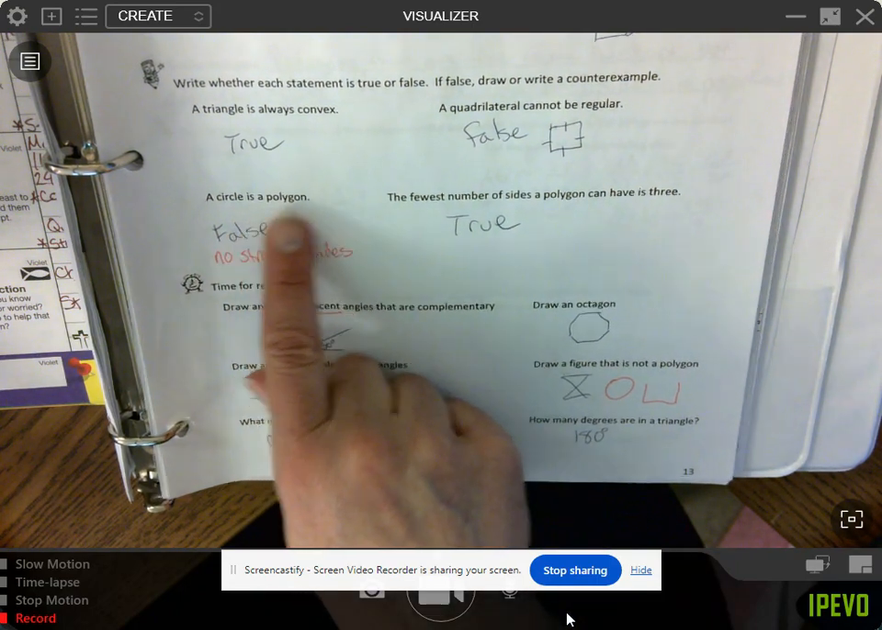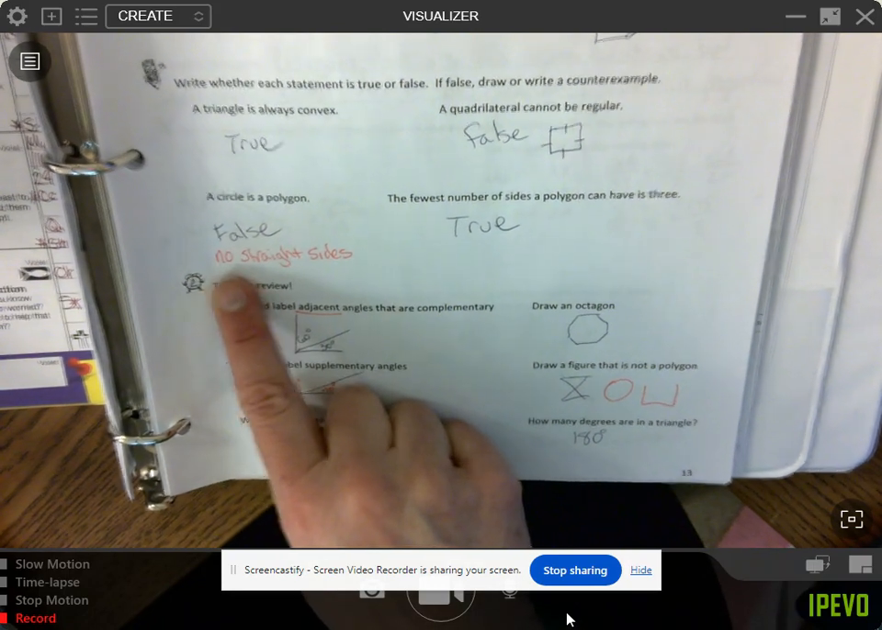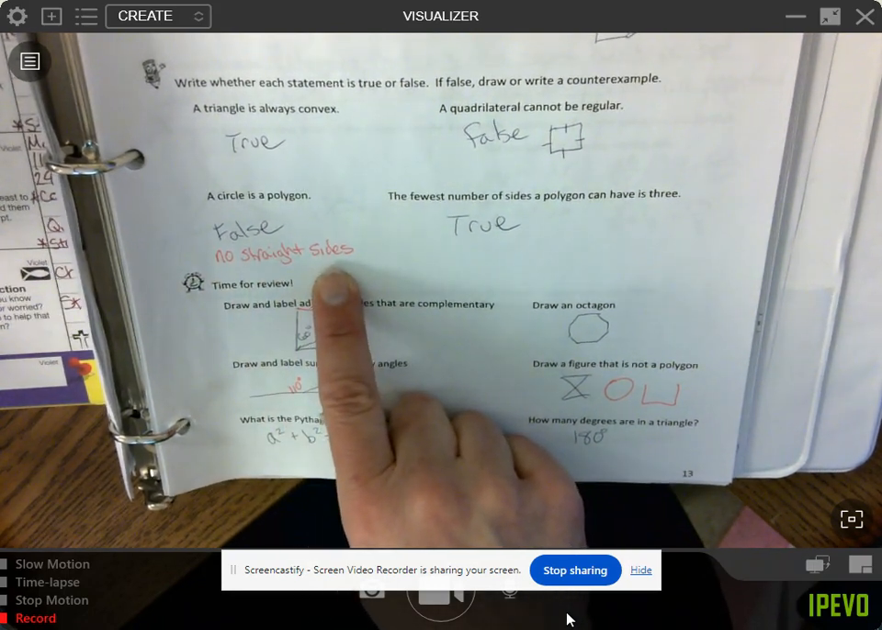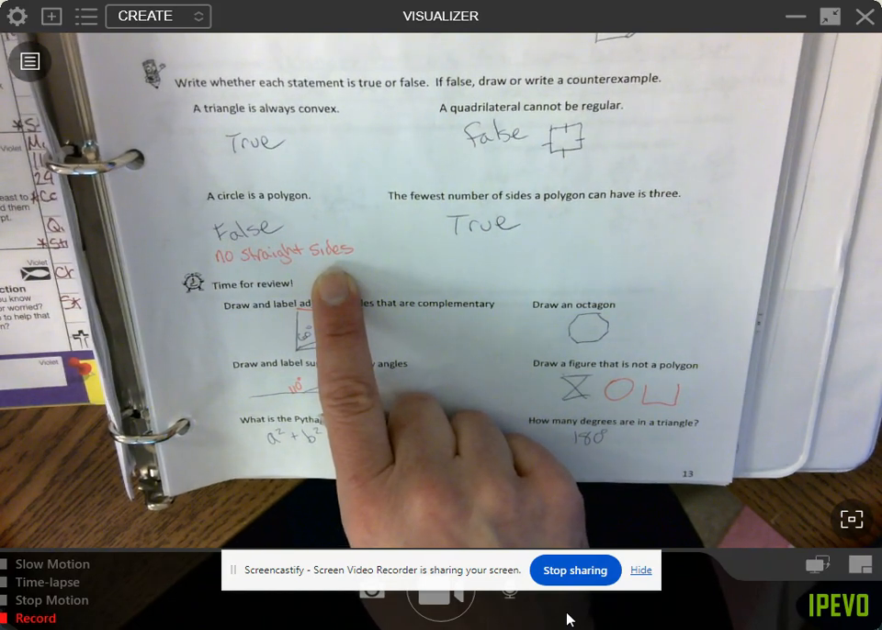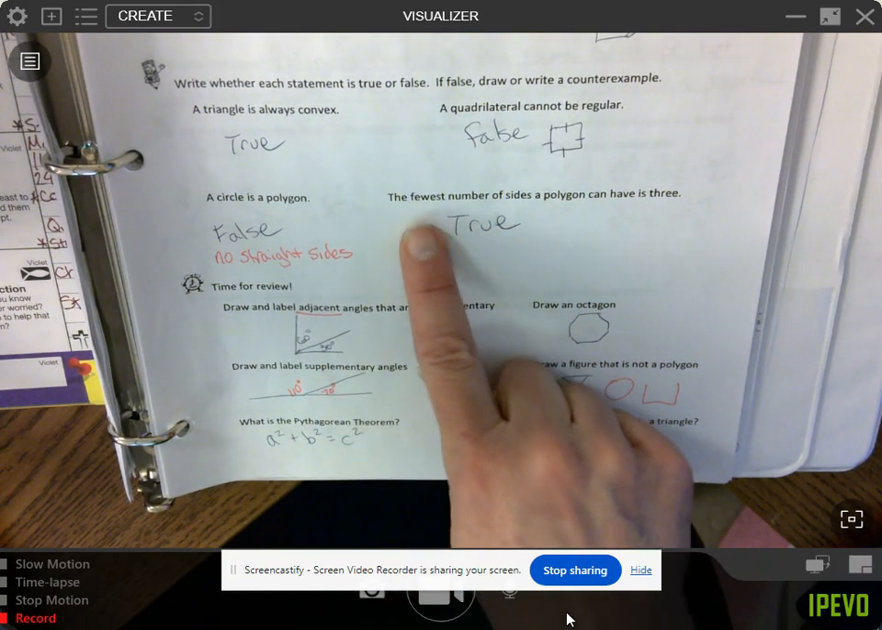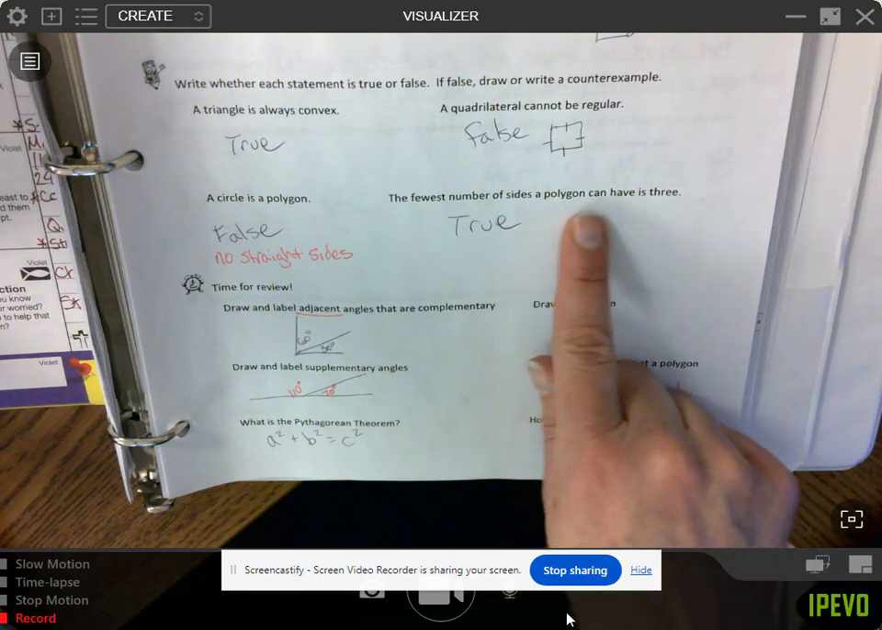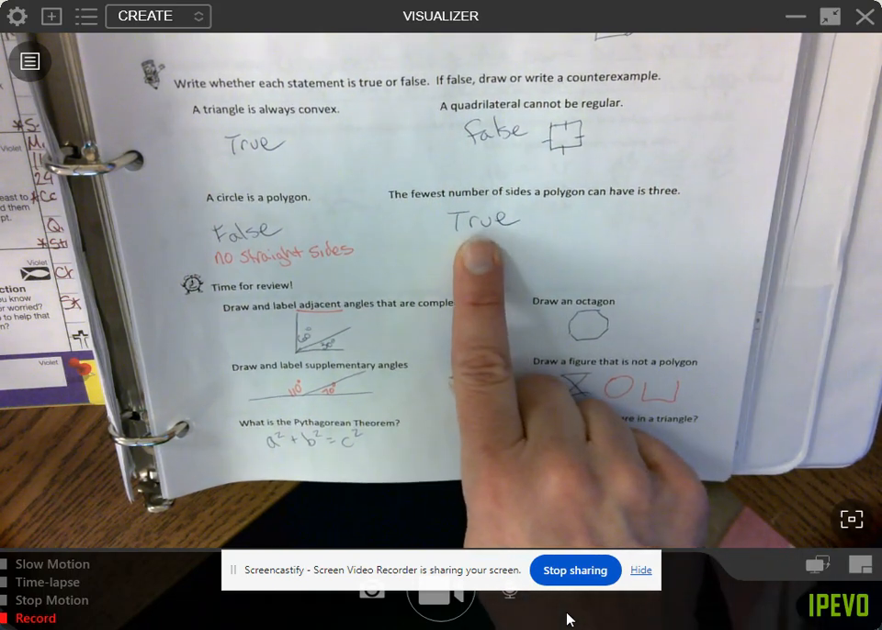A circle is a polygon. False. There are no straight sides. Polygons cannot have curves, so a circle cannot be a polygon. The fewest number of sides a polygon can have is 3. That is true. If there are only 2 sides, it cannot be connected and closed, keeping the dog in the yard.